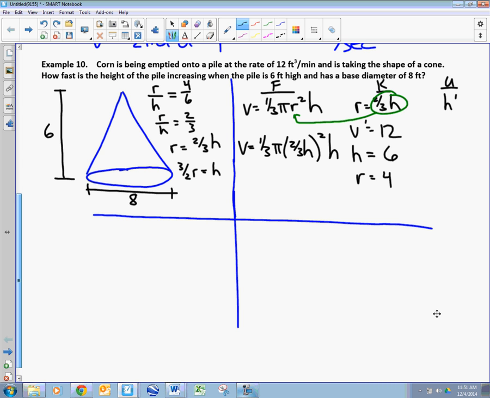Some people will leave it like this. Don't leave it like that. Again, now would require the use of the chain rule and the product rule, which you don't want to use right now. Multiply it out. What is 2/3 squared? 4/9 times 1 over 3, 4 over 27. So the volume is equal to 4 over 27 pi times h squared times h would be h cubed.